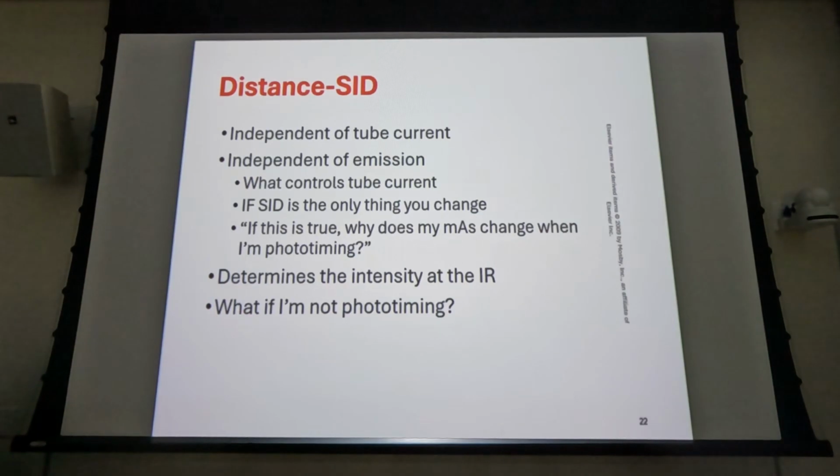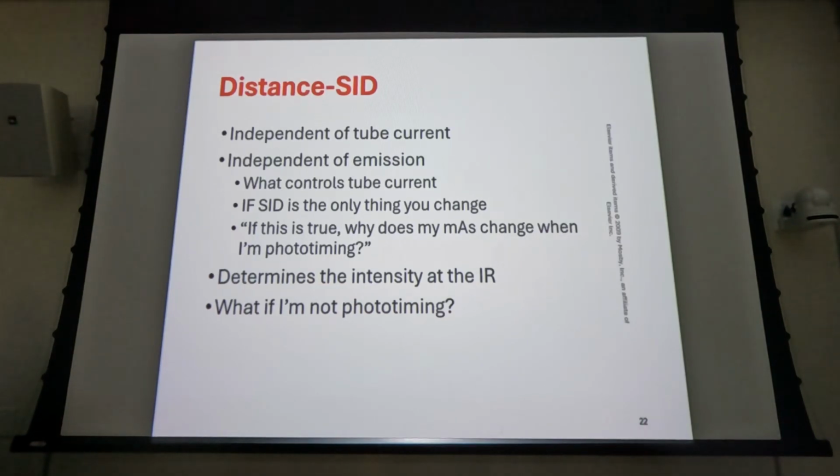If you increase your SID and you're phototiming, you're absolutely going to change mass, right? Because the phototimer is going to reset your mass. It's going to compensate for the increase in distance, and it should work out pretty closely to the inverse square law, or the direct square law rather. Direct square law, we'll talk about it in a second, but I think I failed to mention that sometimes it's referred to as the density maintenance formula.